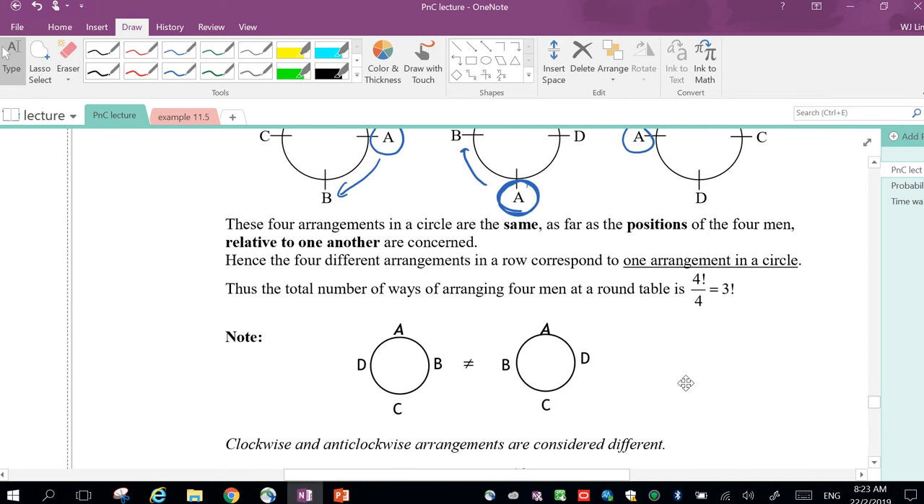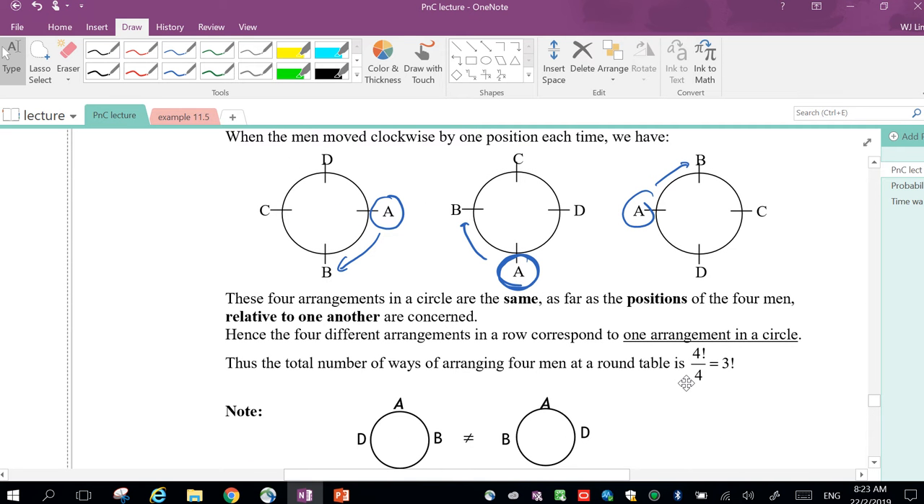So first thing, how do I arrange that? Okay, got shortcut. So let's read. These 4 arrangements in the circle are the same as far as the positions of the 4 men relative to one another are concerned. So relative position, meaning opposite is the same person, right?